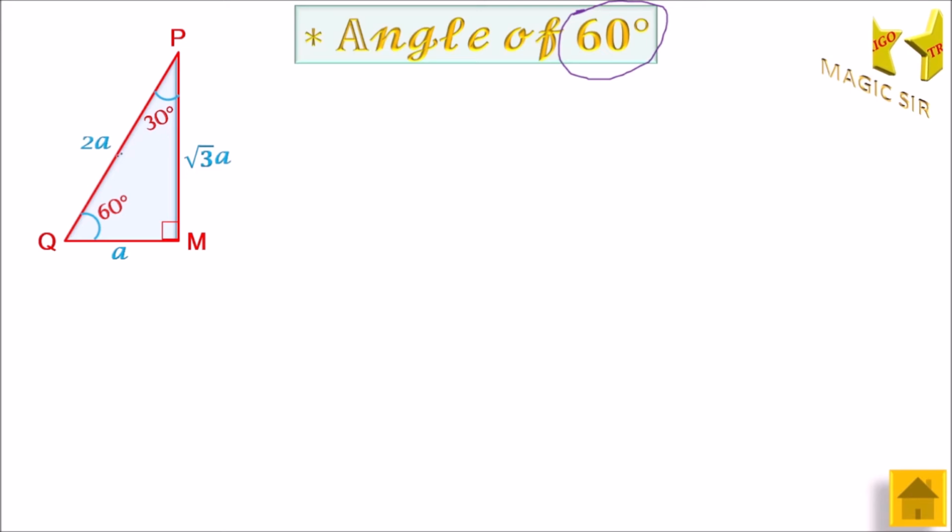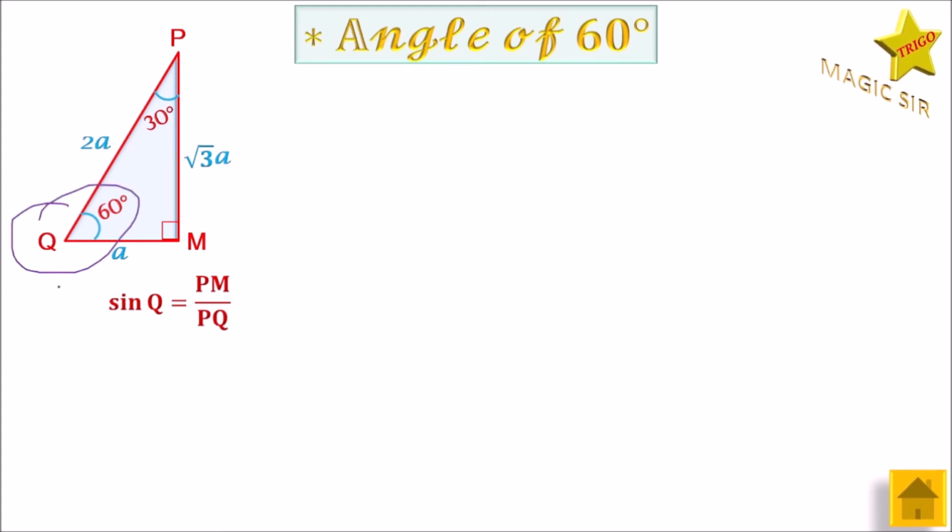Now we will find the values of the trigonometric ratios of 60 degree. We have the same triangle PMQ. By definition, sin Q is equal to PM upon MQ. Remember, we have taken Q equal to 60 degree because we have to find the values of 60 degree.